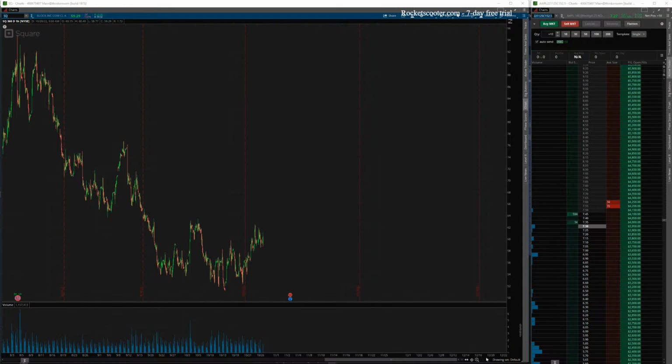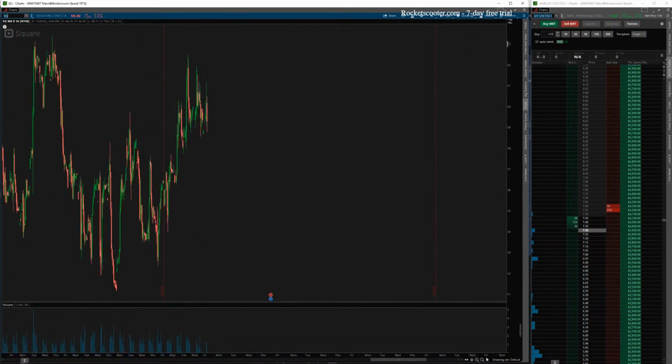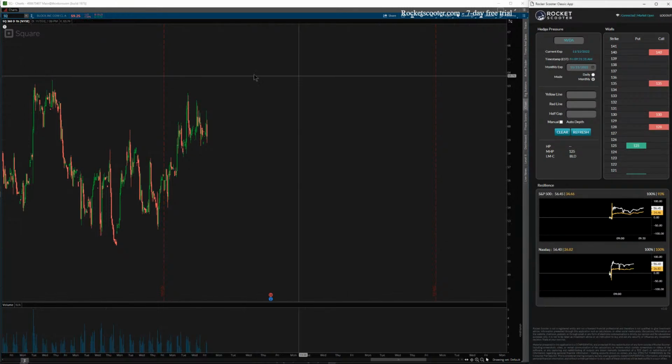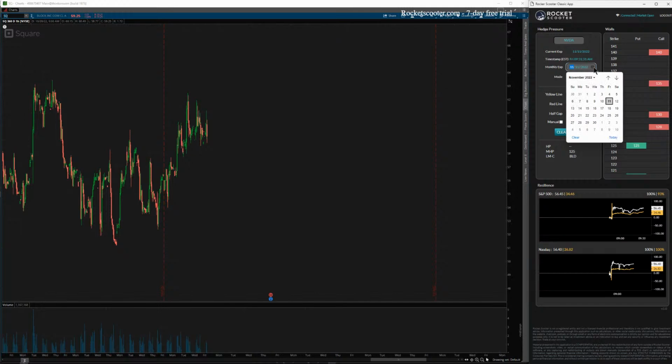I want to do AMD. Okay. Well, AMD and Nvidia are probably gonna look very similar, so let's do something that's completely different, right? Let's do SQ. So let's get the old Rocket Scooter app up, the classic, so I can put them both side by side. And so let's map out each particular day one at a time.